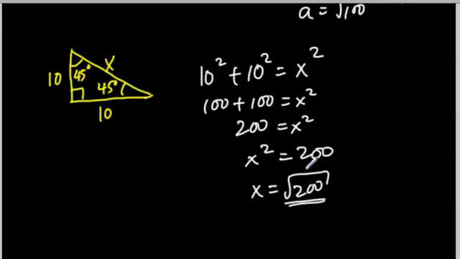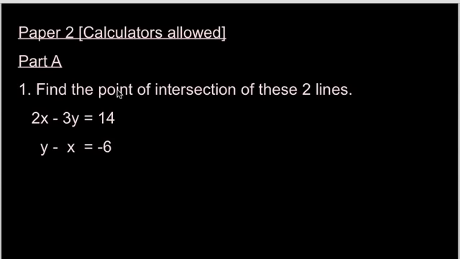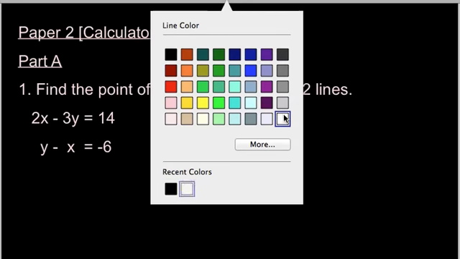Remember, this is a paper 1 question. You're not expected to find what this is because you can't. You need a calculator to solve what this is. So if it's a paper 1 question, just leave it in this fashion. So we're done. Now, moving on to paper 2. Remember that calculators are allowed in paper 2, and use it if you need it.